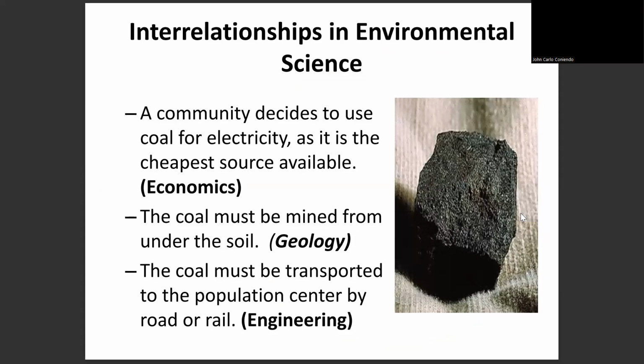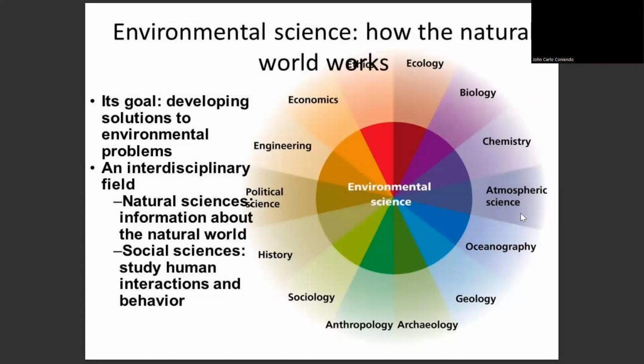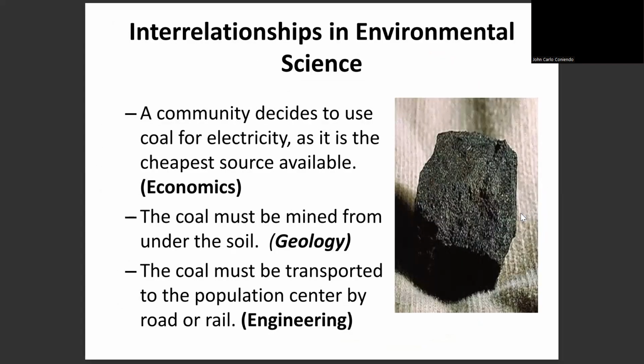This will build interrelationships in environmental science. As we take note earlier, environmental science is actually a combination of different sciences. So we will try to understand examples of how these particular sciences are intertwined. So first, a community decides to use coal for electricity as it is the cheapest source available.